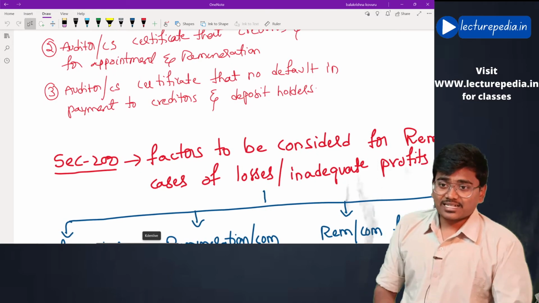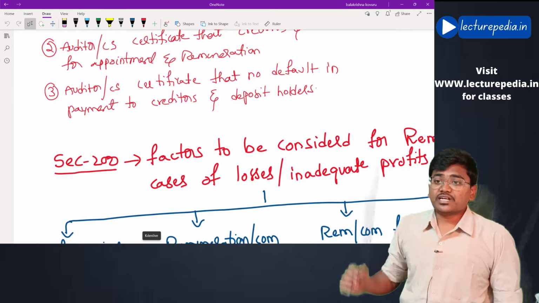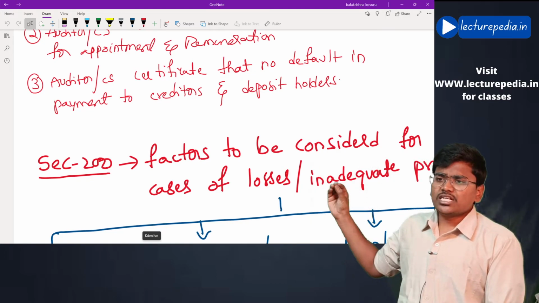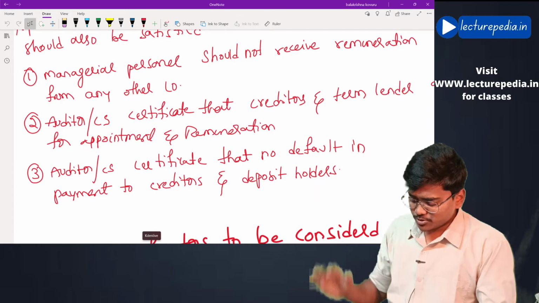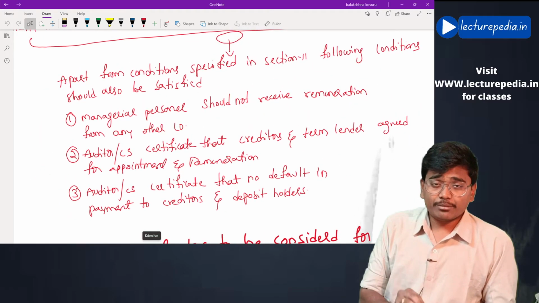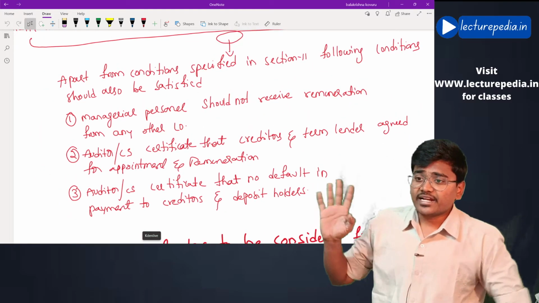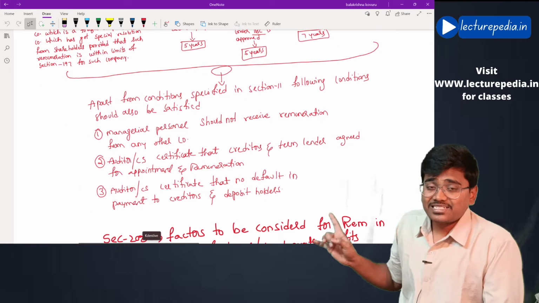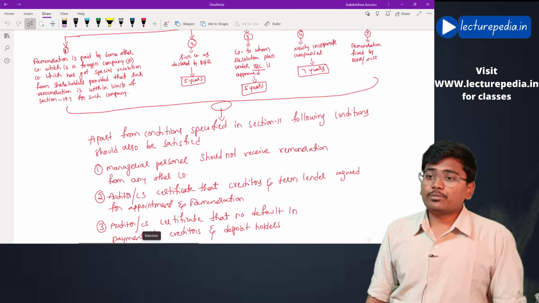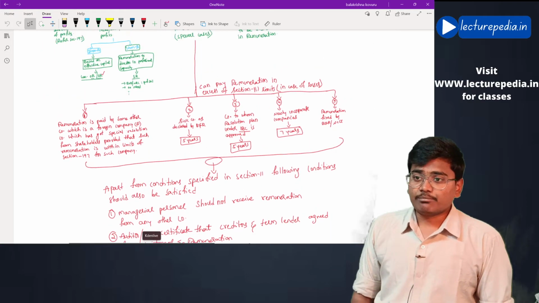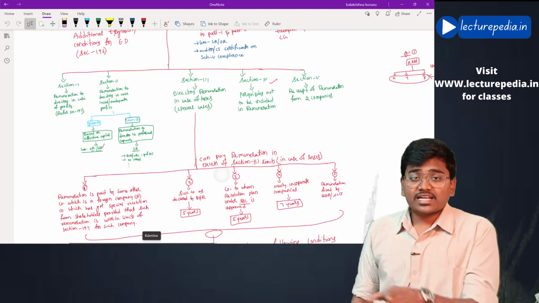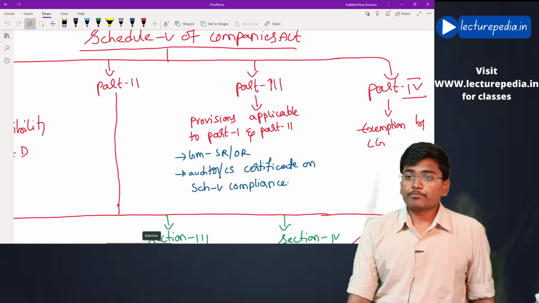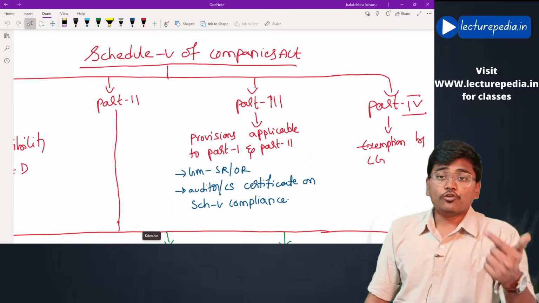Moving to the third condition, auditor or company secretary certificate that there is no default in payment to creditors and deposit holders. Okay, these 5 types of companies have not defaulted in payment to lenders, deposit holders and creditors. These are the additional 3 conditions that must be satisfied by these 5 special case companies to pay remuneration if they are incurring losses. That is section 3 of part 2 of schedule 5.